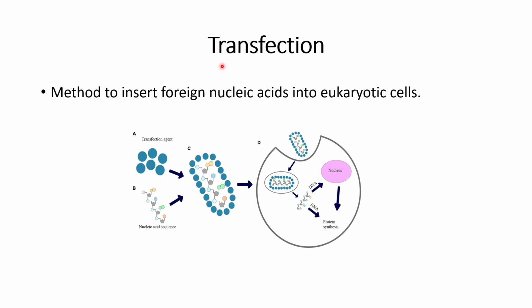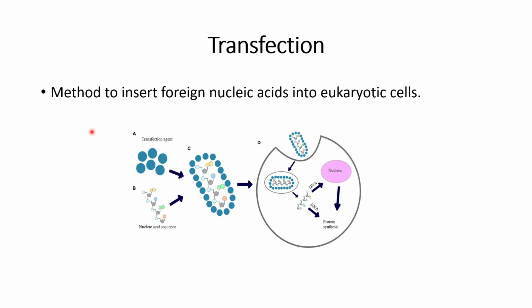In this video we will discuss some basic ideas about transfection, an overview of what transfection actually means. So what is transfection? Transfection is a method to insert foreign nucleic acid into eukaryotes. So what does this mean in simple terms? In simple terms, it means that it is used to alter or modify the genomic sequence that is present within the host.